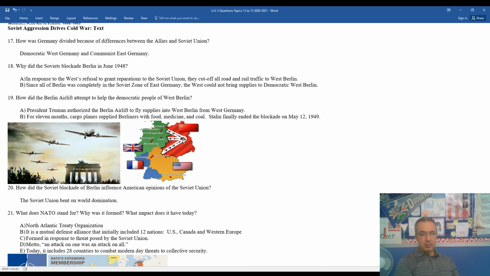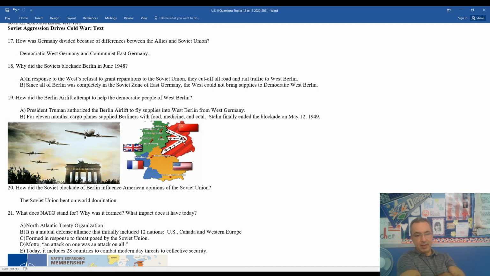So 18, why did the Soviets blockade Berlin in June of 1948? Well, this was in response to the Western countries' refusal to grant reparations to the Soviet Union. They naturally thought that because the Germans had done a lot of destruction in their country, who had seen the rubble from Stalingrad, just like after World War I, after World War II they would get reparations. They did not. So they cut off all road and rail traffic into West Berlin. And since Berlin, as I alluded to before, is completely in the Soviet zone of East Germany, the West could not bring supplies into democratic West Berlin along the ground.